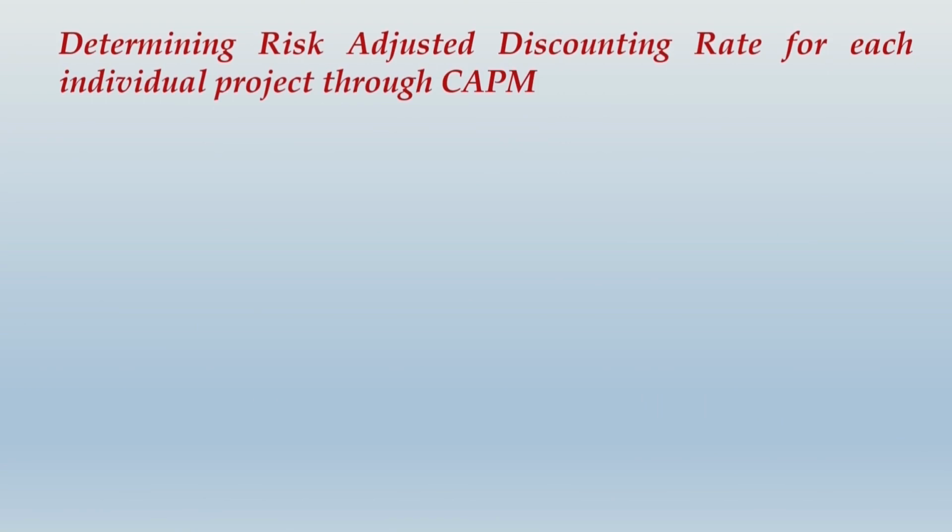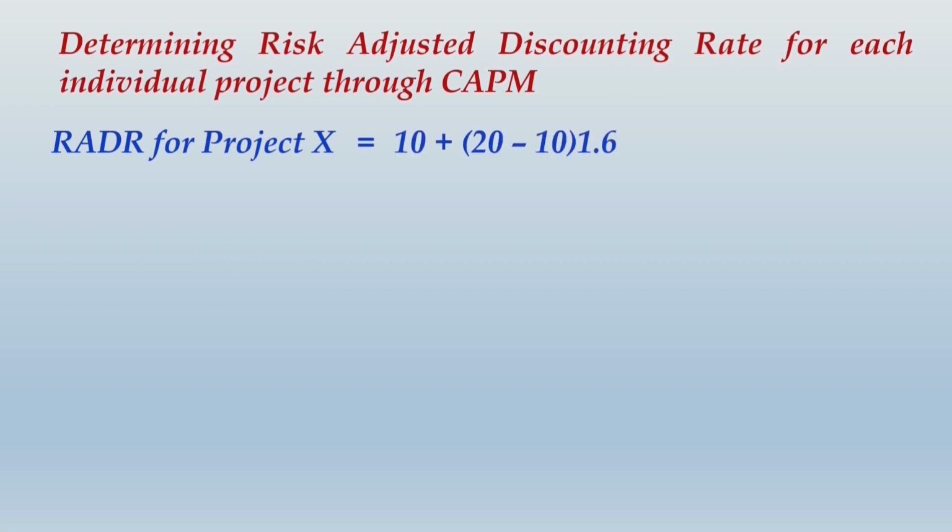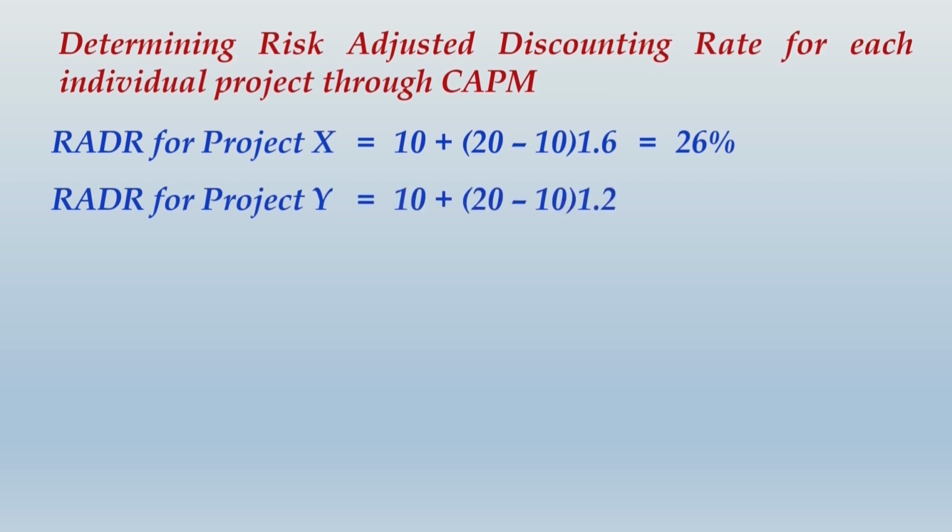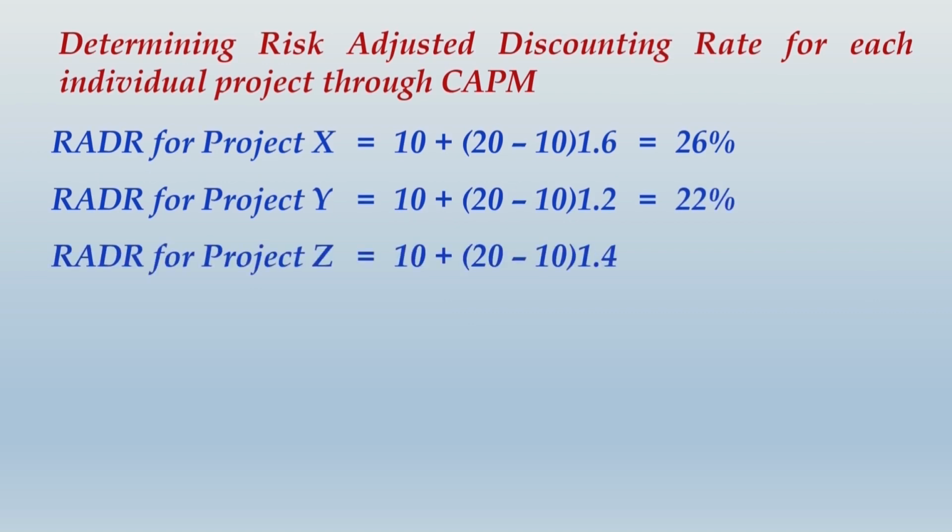So in your solution, you would first write: determining risk adjusted discounting rate for each individual project using CAPM. RADR for project X will be 10 plus (20 minus 10) into 1.6, that comes to 26%. For Y, it will be 10 plus (20 minus 10) into 1.2, that comes to 22%. And for Z, it will be 10 plus (20 minus 10) into 1.4, and it comes to 24%.